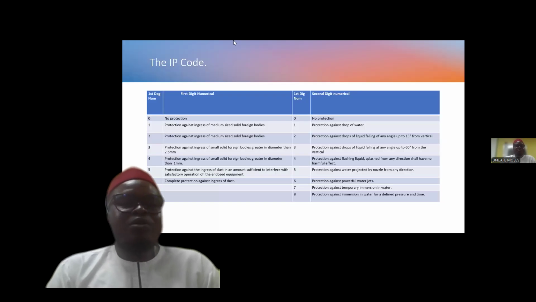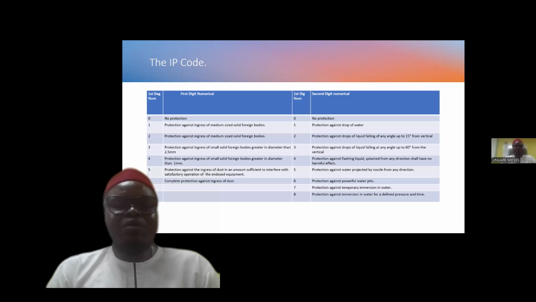IP code, I mean to say, the first numerical digit represents the foreign body, which is dust, while the second numerical digit represents liquid, which is water. Now, on the previous nameplate, we discovered that the IP code of that equipment is 55.